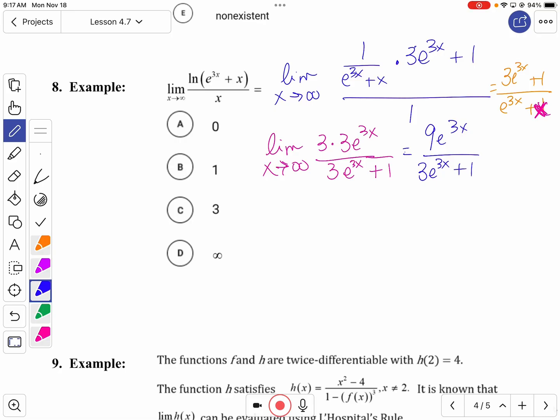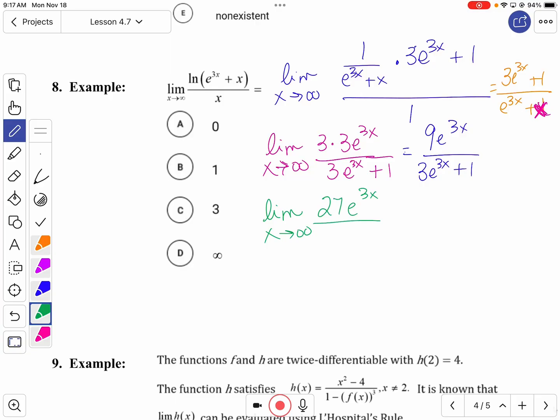I plug infinity in again. 9 times e to the infinity is infinity. 3e to the infinity plus 1, still infinity. Okay, I'm still indeterminate. I'm still infinity over infinity. So we're going to do another derivative. That's what L'Hopital says we can do. Let's get to something we can work with. 9e to the 3x. Derivative of e to the 3x is e to the 3x. Keep the 9. Derivative of 3x is 3. 9 times 3 is 27.